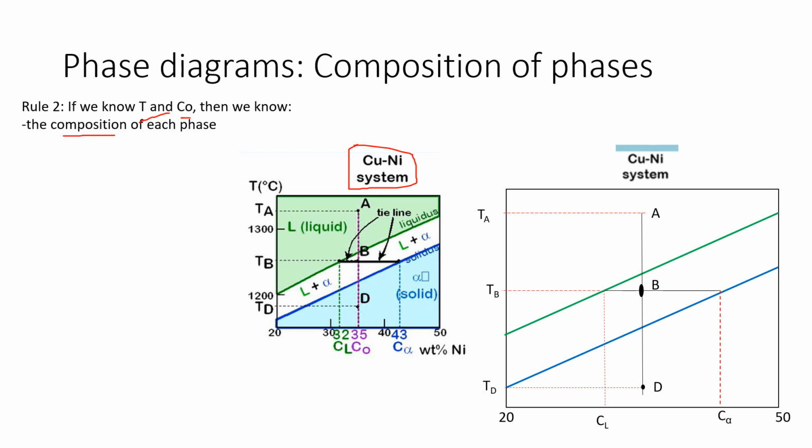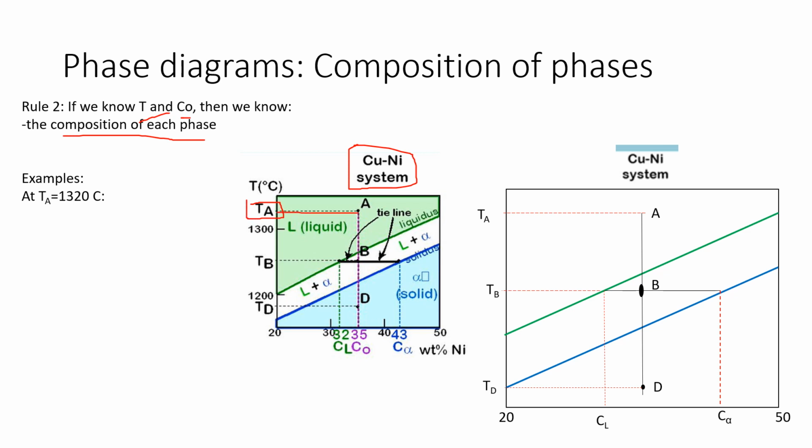We want to know about one rule. Rule 2: if we know temperature and composition in a phase diagram, then we know the composition of each phase.